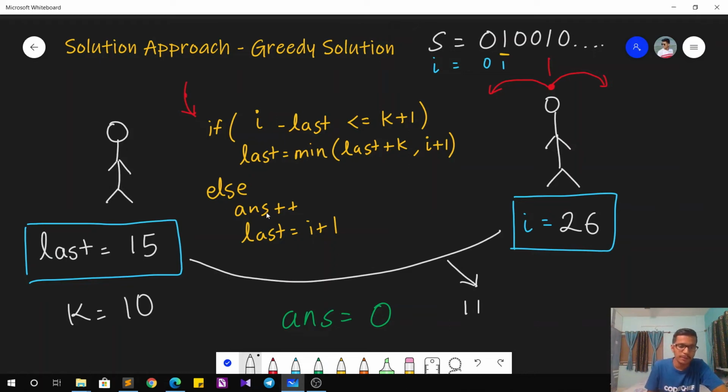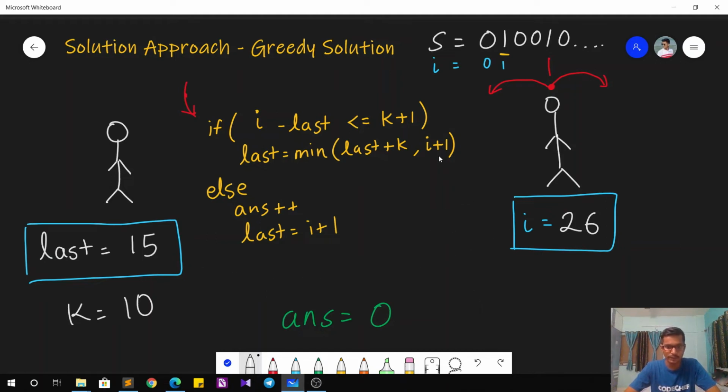Because remember, this person is at 26, but he can go one step left, right? He can go one step left and come to 25. So in that case, this line will be very useful. Last equals to minimum of last plus k, comma I plus 1. So what will happen? If I just erase this quickly, the last person was standing at 15, current person is at 26. Then when I go to the next iteration, the update will be as follows.